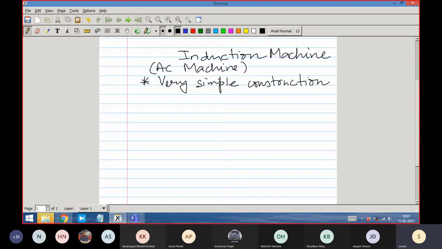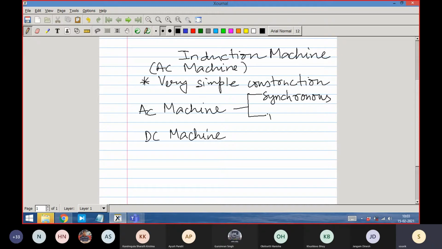You know that broadly machines are divided into two categories: AC machine and DC machine. So AC machines are divided into two categories. One is synchronous machine. Another is induction machine. The other one is DC machine.